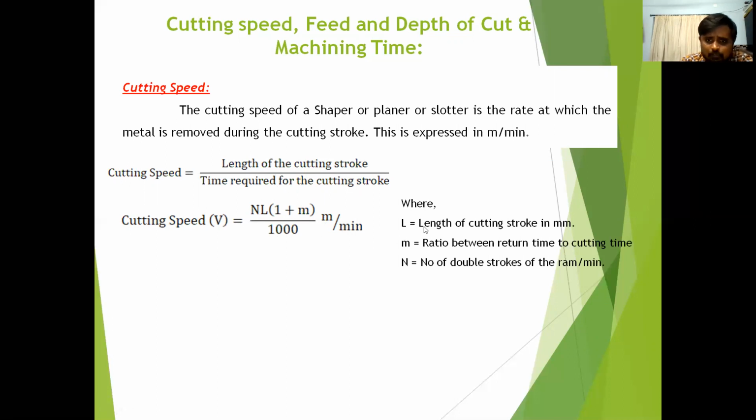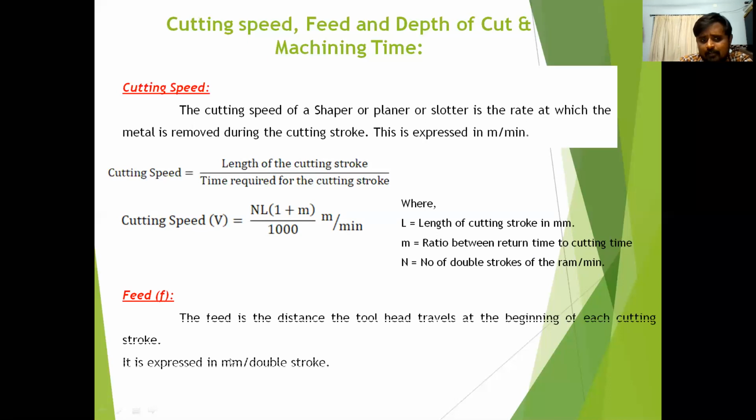Where L is the length of the cutting stroke in mm, and m is the ratio between the return time and the cutting time. Cutting time is the forward stroke and return time is the return stroke for the shaper and the planer. For the slotter, cutting time is the time taken for the downward stroke, and return time is the time taken for the upward stroke. And N stands for the number of double strokes of the ram per minute.